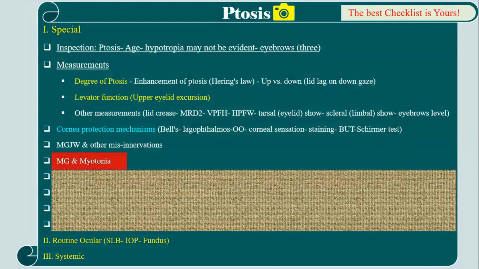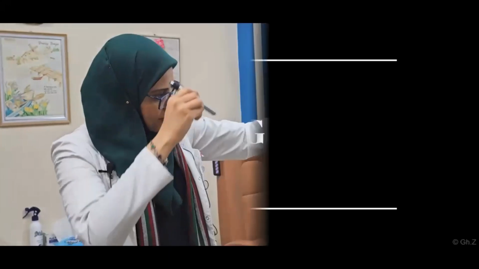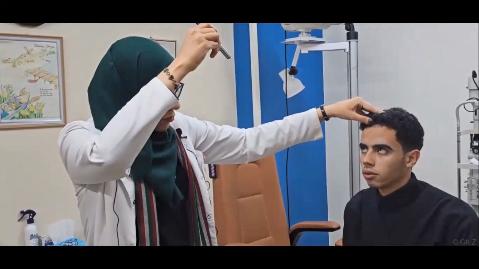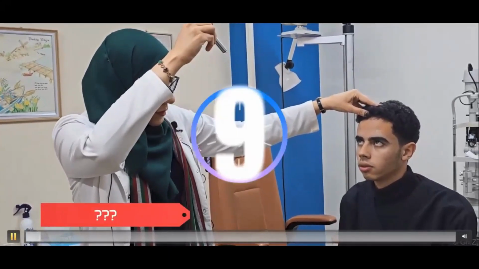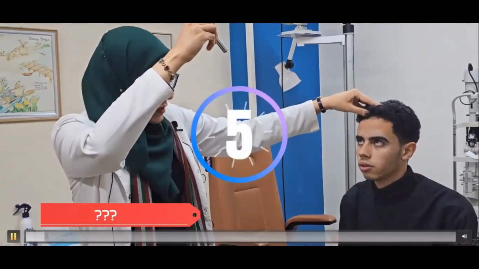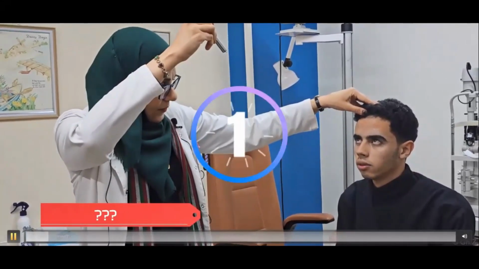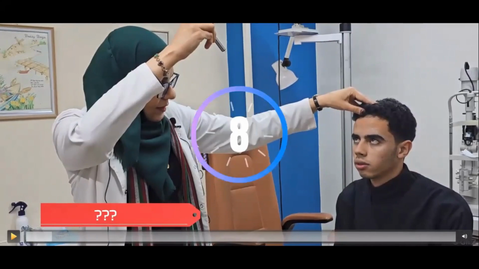So what's the next point? We have myasthenia gravis and myotonia. I'm showing you the clip right now, and we have some tests, and I will stop after each one and ask you what is the test. So what is the test? Testing for muscle fatigue. Yeah, fatigability testing.